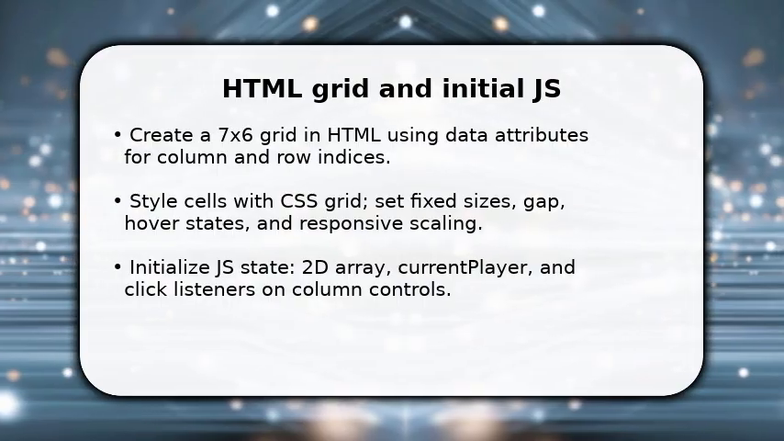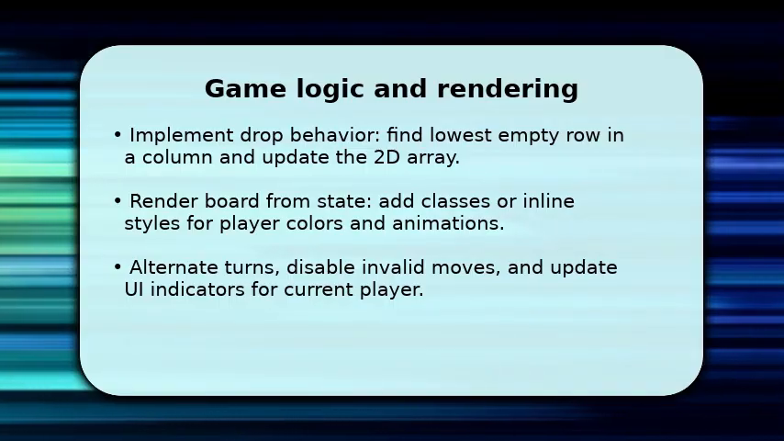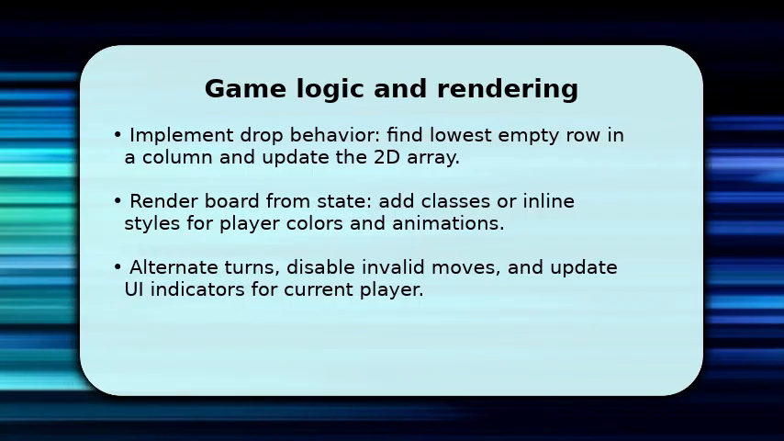Once you capture clicks, implement the drop algorithm. Scan a column from bottom to top, place the token in the first empty slot, and update the array so state is authoritative. Render by mapping state to DOM, add classes for player 1 and player 2, and trigger a CSS transition to simulate falling.